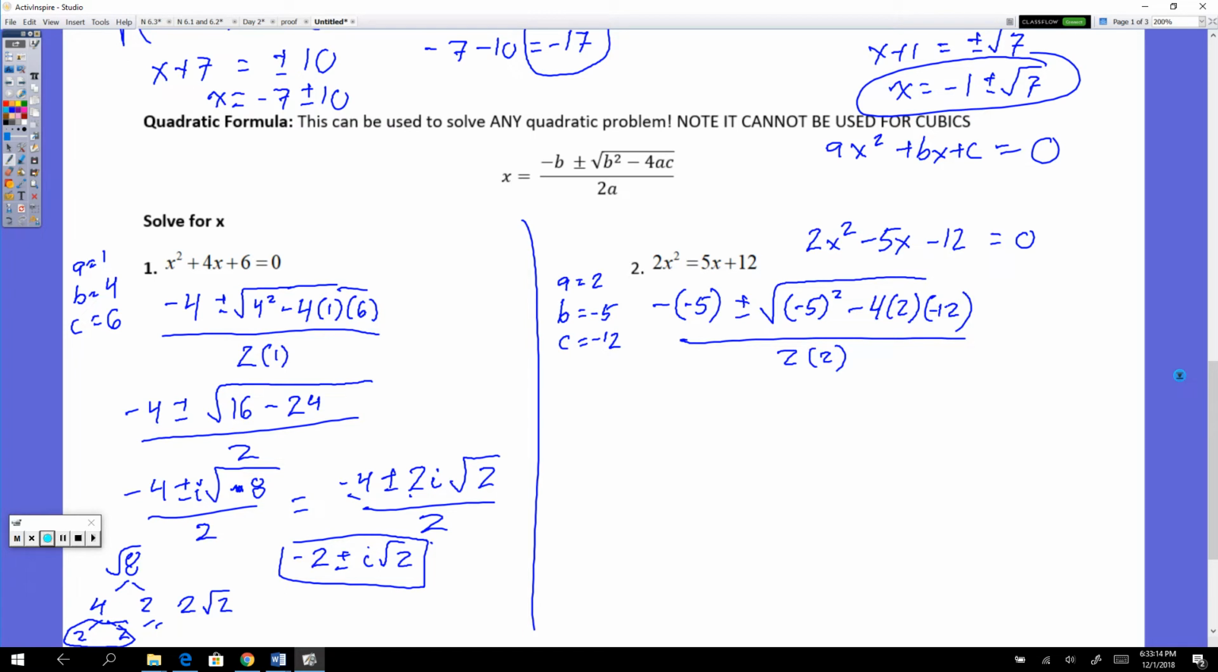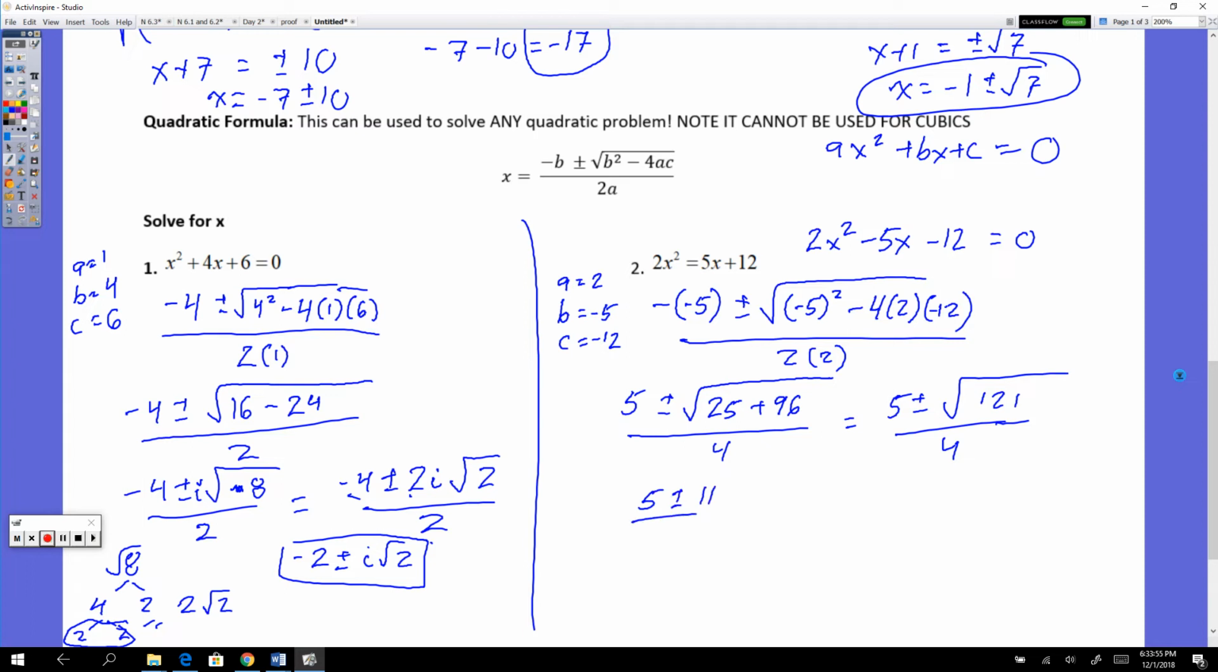So again, I'm just going to go through and clean this up a little bit, simplify these pieces. So negative 5 is going to be positive 5, plus or minus negative 5 squared is 25, and then 4 times 2 times negative 12 is going to give you negative 96, but then there's already a minus sign there, so that's going to become positive 96. And then we're dividing by 4. So now this becomes the square root of 121. Square root of 121 is a perfect square, so that comes out to be 11.